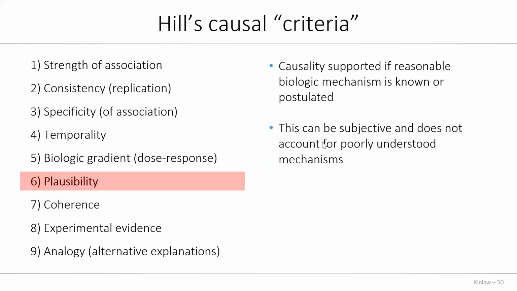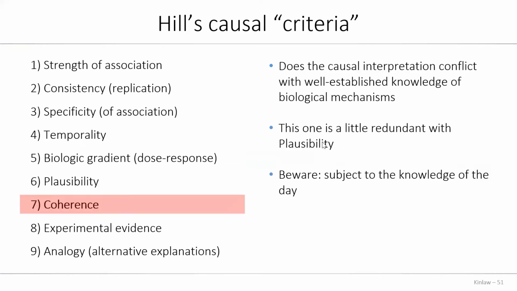The plausibility criterion implies that causal interpretation is supported by a biological mechanism that is known or suspected. In other words, there's some solid rationale for why this association might be causal. Seventh is coherence, which is a little bit redundant with plausibility. Essentially, it states that the causal interpretation does not conflict with well-established knowledge. The problem with this is that if the information generated by a study of a causal association is true, but flies in the face of erroneous knowledge of the day, the study would be discredited.